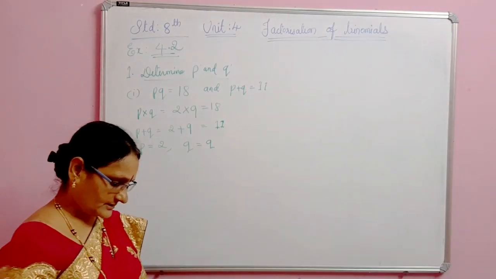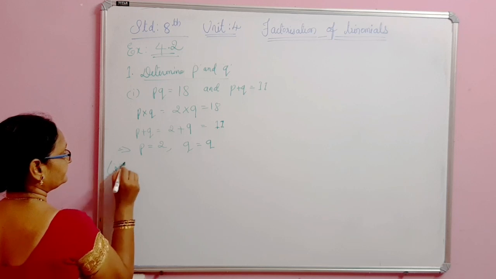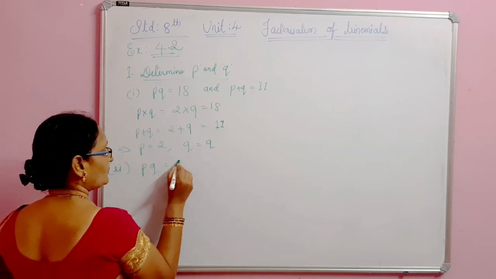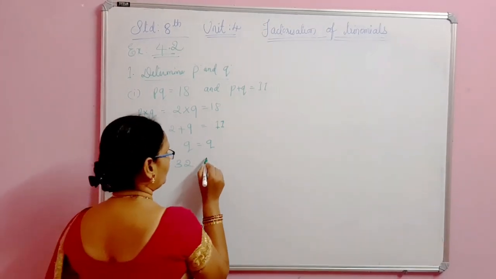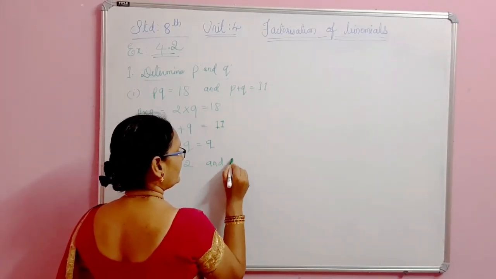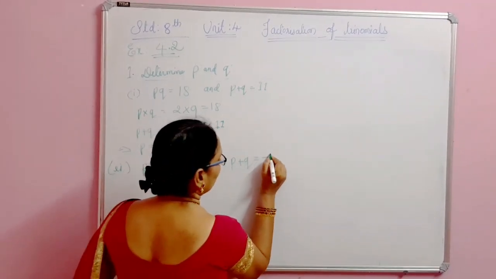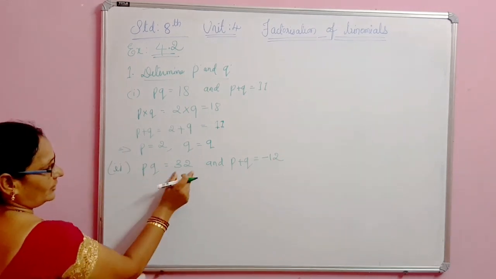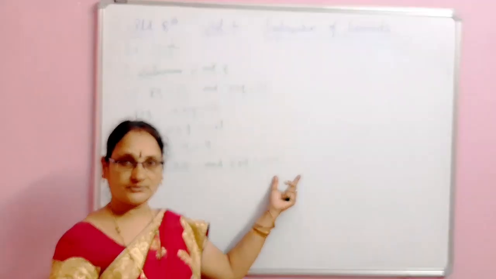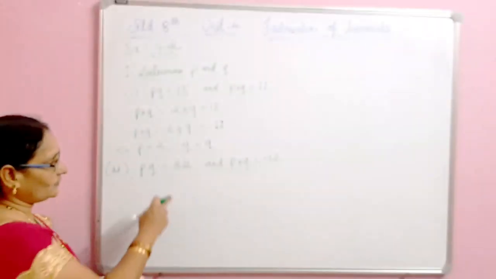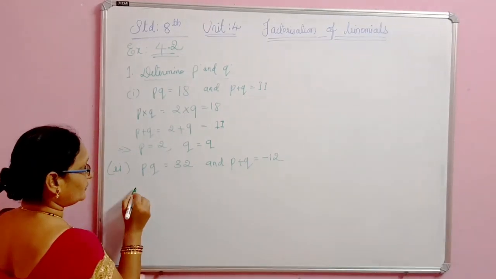Okay. Then see the second one, PQ equal to 32 and P plus Q is equal to minus 12. See, on multiplication 32, on addition minus 12. 8 fours are 32, plus here this minus. Then what kind of numbers we have to take?